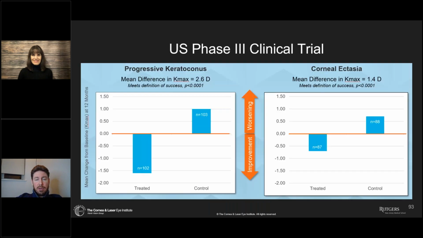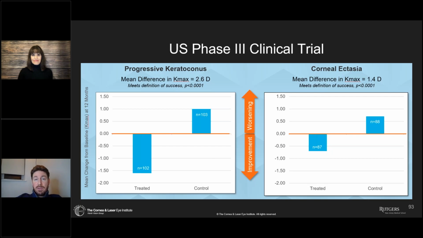So the phase 3 clinical trial data, essentially what we're seeing in this is that the individuals who were treated flattened by about 1.6 diopters, and the individuals in the control group who were not treated progressed 1 diopter. Now, there was another arm that looked at corneal ectasia, and it's important to do cross-linking in your ectasia patients.